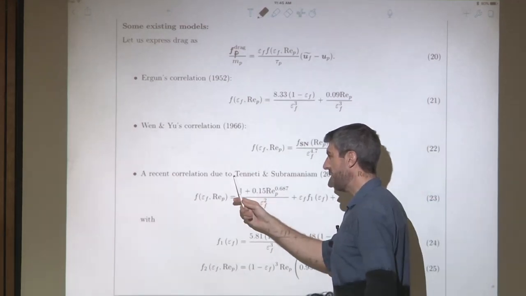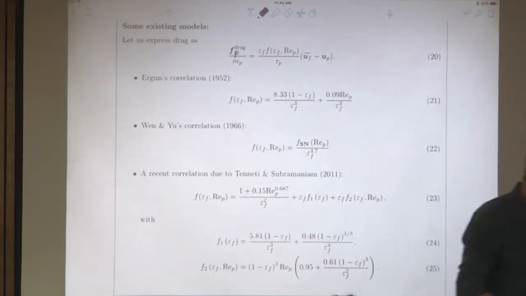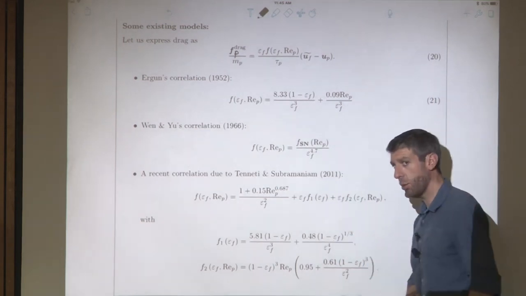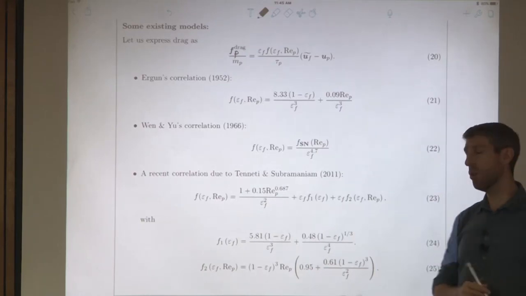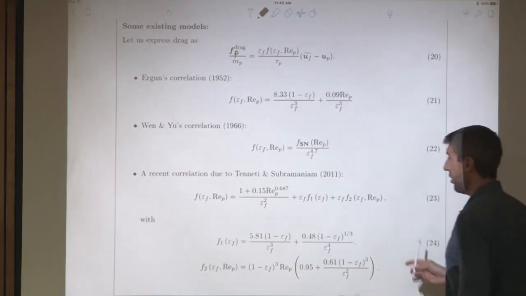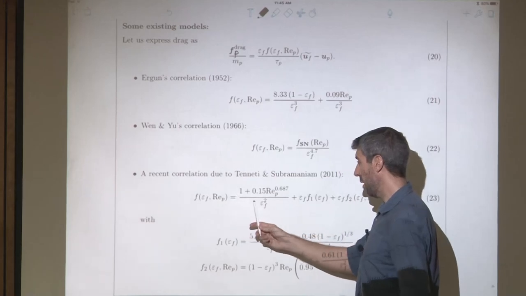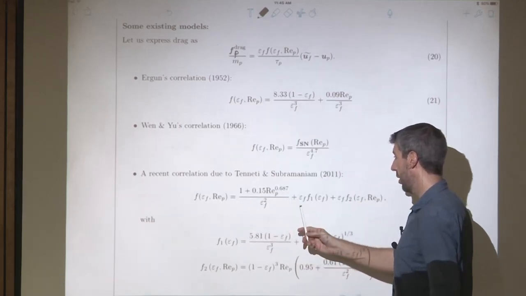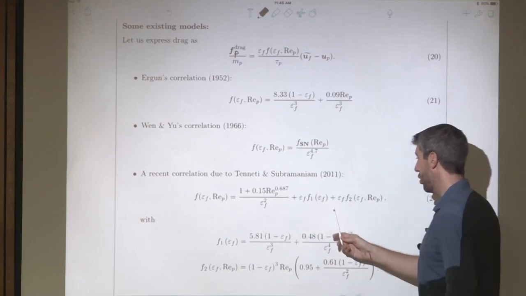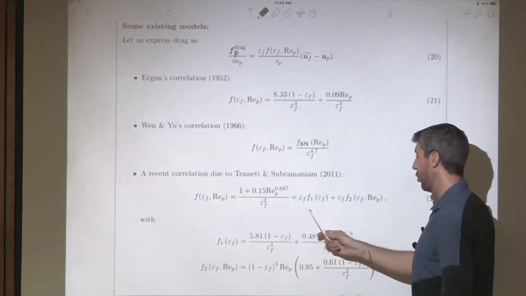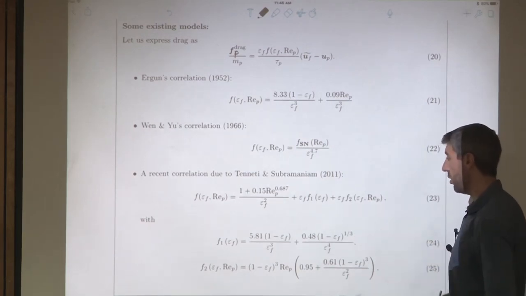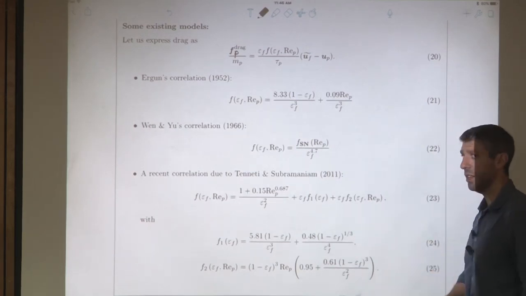What I've classically used in a good number of my recent simulations has been pretty recent work by Tenneti and Subramaniam, still the same Subramaniam from Iowa State University, and they have this expression. So this is Schiller-Neumann corrected with an epsilon F, and then there are two additional corrections. One is a pure epsilon F correction, and another one is a little bit more subtle and contains more things. So it's a more detailed correlation.